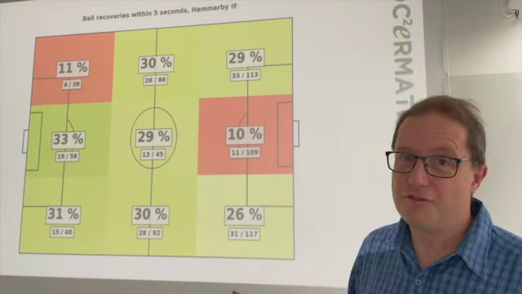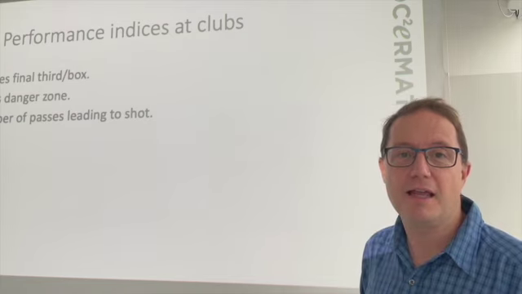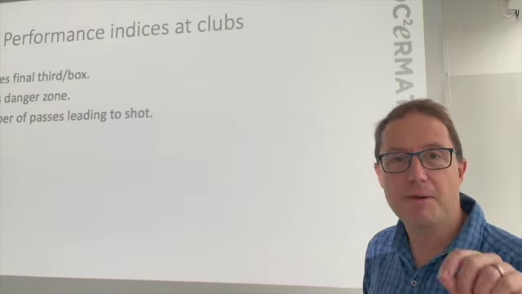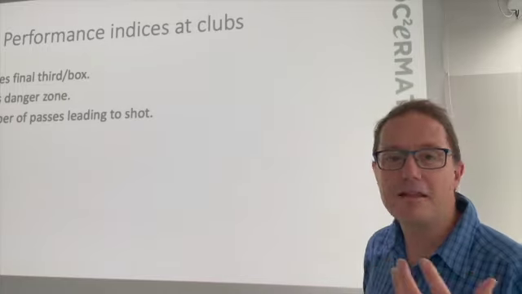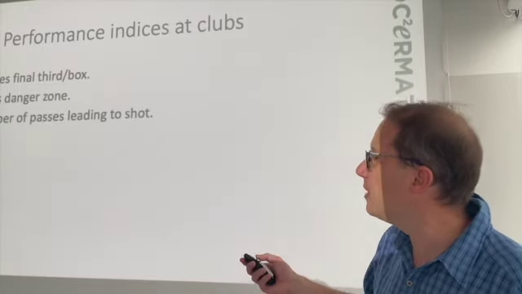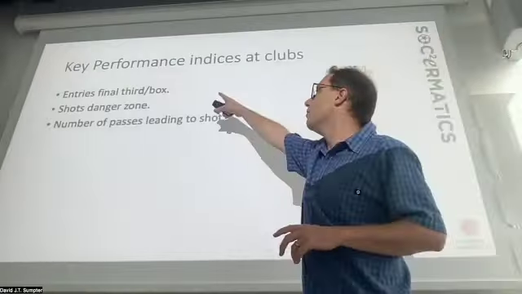Here's a list of various ones that you can have. Entries into the final third box, shots in the danger zone, that's a circle around the box. You can think about the number of passes leading to a shot. If your aim is to play a possession-based game, how many passes do you make leading up to a shot? These first two are highly correlated with winning games. This one is more about your style of play. Ball recoveries within 5 seconds is also about your style of play. It's possible to play football without that idea of recovering the ball quickly.